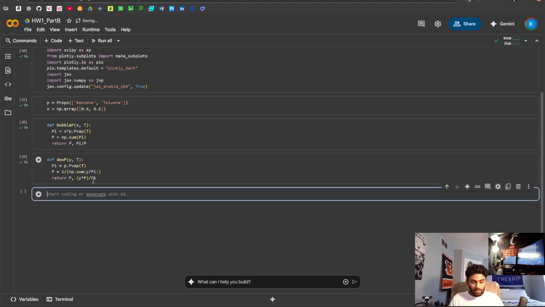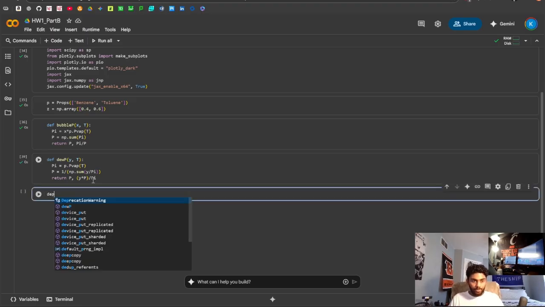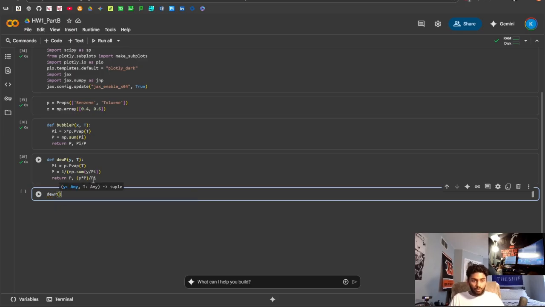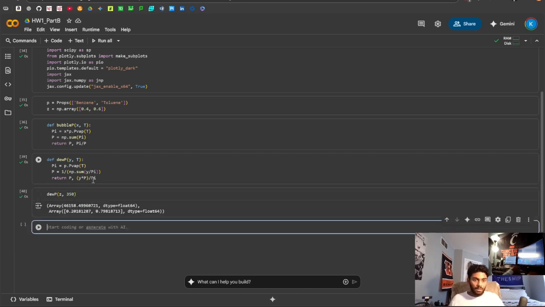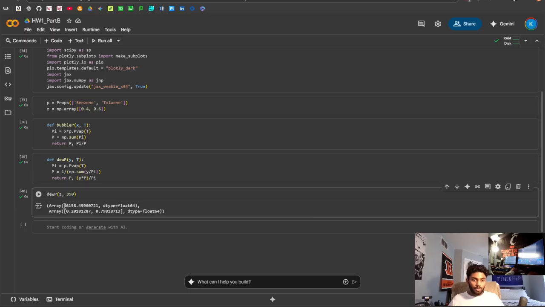Cool. So now let's see. We'll do a dew point calculation, dew P, and we'll do it for the same vapor phase. Now our composition is going to be for our entire vapor phase. And our temperature, we'll keep it at 350. And now we see that our dew pressure is this number here. And our mole fraction for benzene, and that's our mole fraction for toluene for this composition at this given temperature.